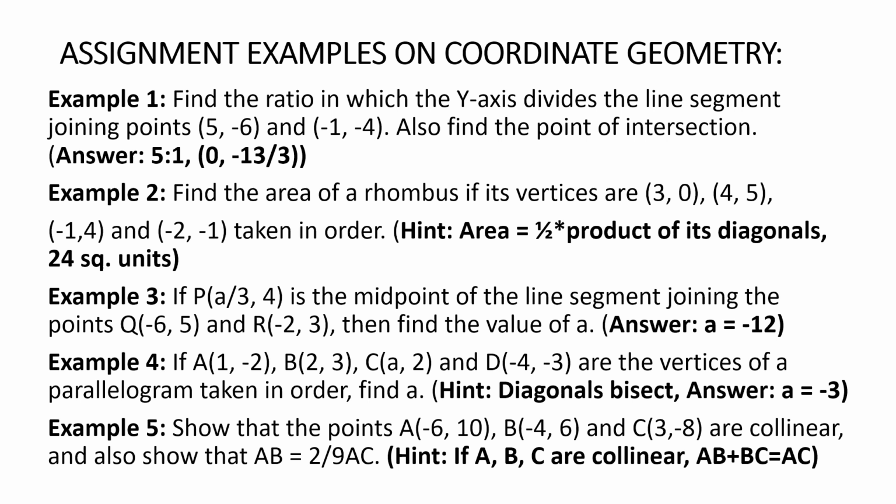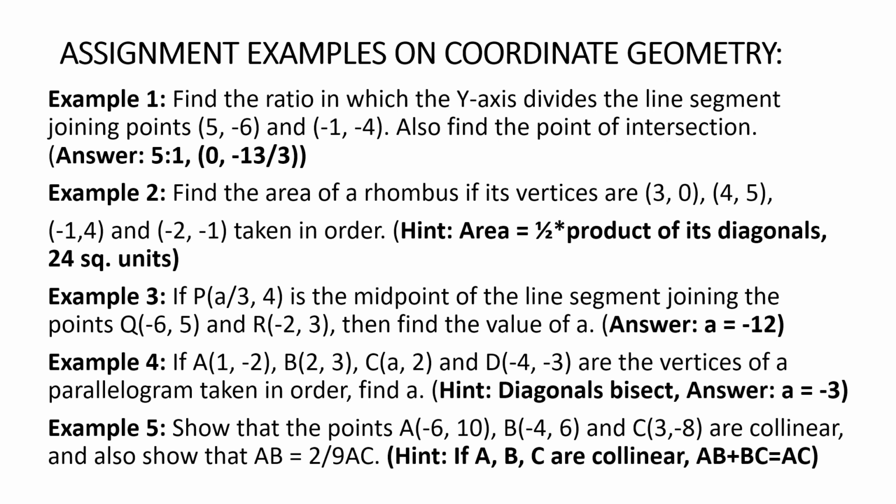Example 4. If A (1, -2), B (2, 3), C (a, 2) and D (-4, -3) are the vertices of a parallelogram taken in order, find a. Now again use the property over here like we have used in one of the examples, that the diagonals of the parallelogram bisect each other. So using that we can get the value of unknown a as -3.